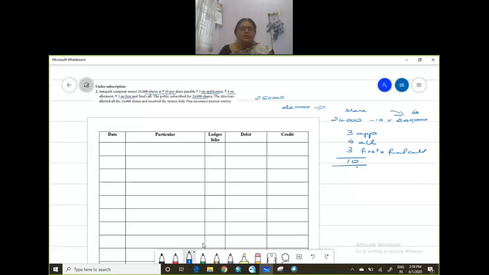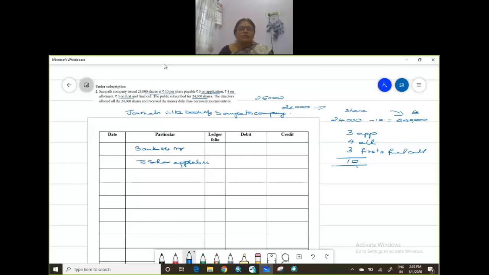Now, shall I go to the journals? So, what will be the heading? Journals in the books of Sampath Company. So, what should be the first journal? Bank account debit to share application. The bank has received the application amount. How much have they received? You have to always write the calculation.